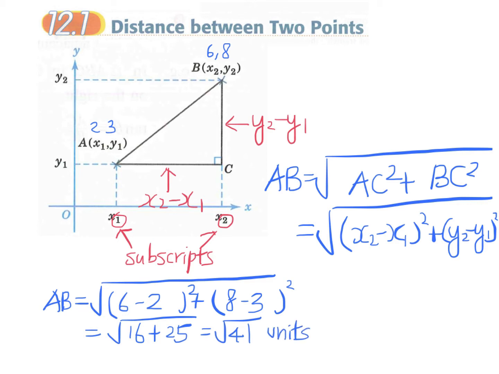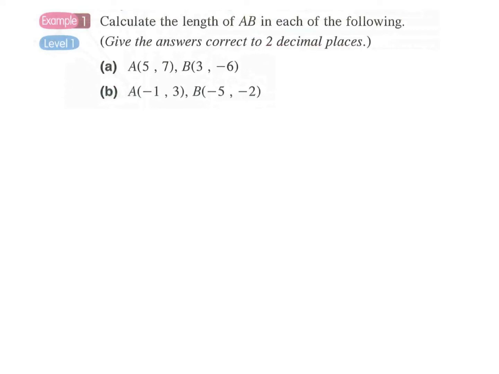And finally, I want to make one more point on the location of point C. Can we write down the coordinates of point C? You can see that the x-coordinate of point C will be 6, which should equal the x-coordinate of point B because they are on the same vertical line. And the y-coordinate of point C will equal the y-coordinate of point A because AC is on the same horizontal line. So this will be 3. And now we can go over example number 1.